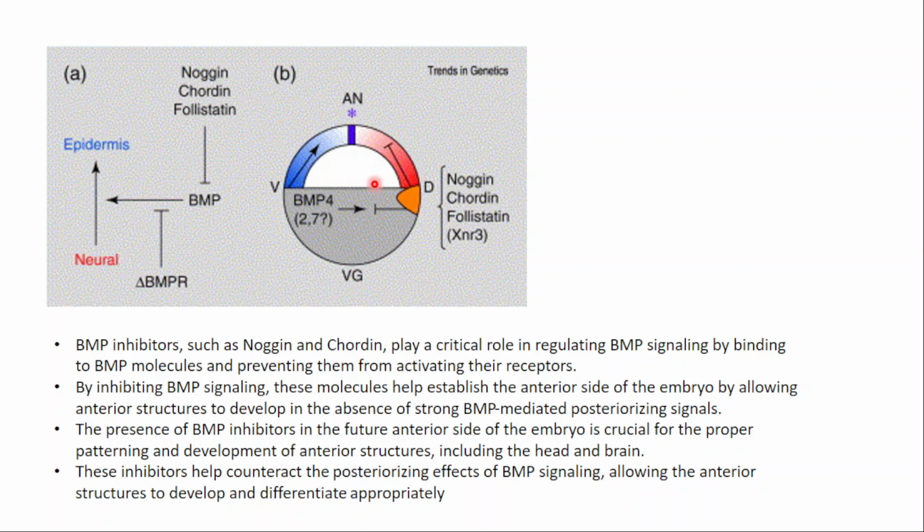So the prechordal mesoderm which will form the head structures and the neural fate of the neural tube forming the brain will be specified by the presence of these BMP inhibitors, noggin, chordin, and follistatin. These inhibitors help counteract posteriorizing effects of BMP signaling, allowing anterior structures to develop and differentiate appropriately. So wherever we have high BMP, that will be the future posterior side. Where we have inhibition of BMP, that will be the future anterior side.